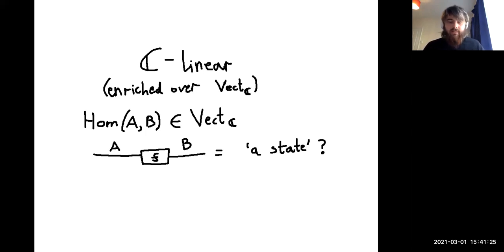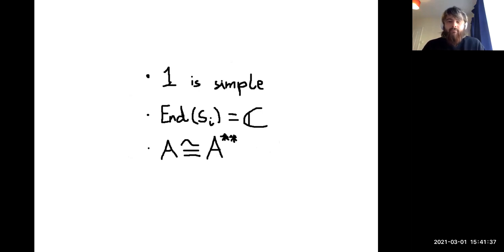So surely you expect the evolution to correspond to linear maps rather than states. And we'll come back to that in a bit. Lastly, we have that the monoidal unit, empty space, the vacuum, whatever you want to call it physically, is simple.